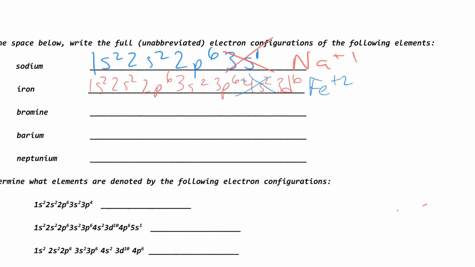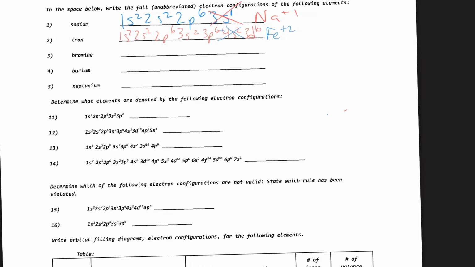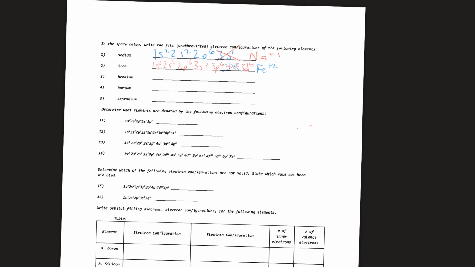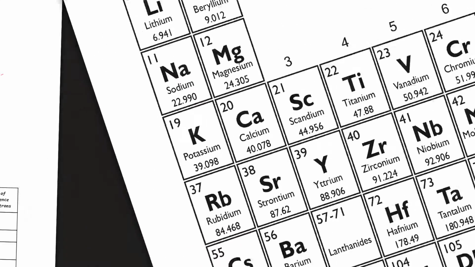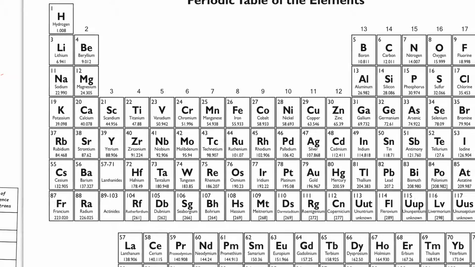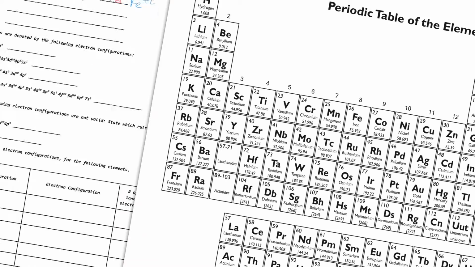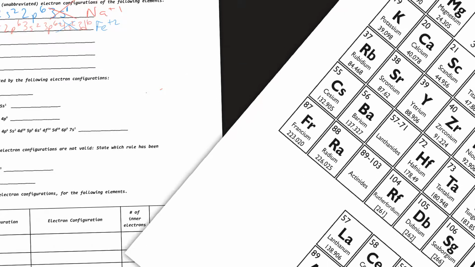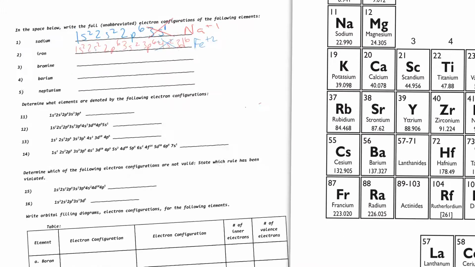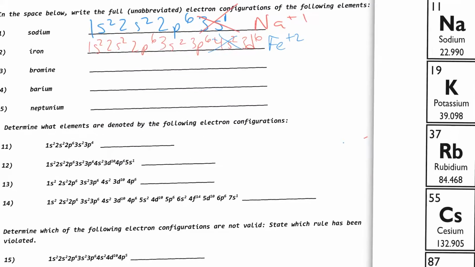Bromine is over here. Whoa, losing track of my periodic table. Br is element number 35. So let's go back to our handy dandy sheet over here. And that would mean it has 35 protons and 35 electrons. So let's go ahead and fill in.